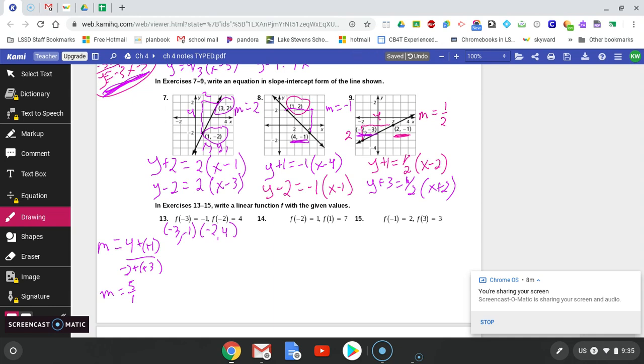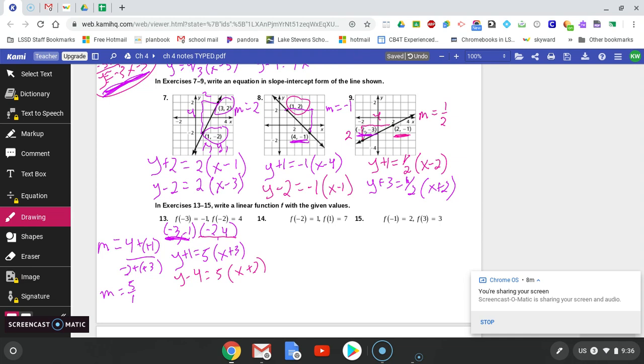And then again, I'm going to have 2 options depending on which of my points I want to use. So if I use my first one, I will have y minus a negative 1 becomes plus a positive 1 is equal to my slope of 5, and then x minus a negative 3 would become x plus a positive 3. So that's one answer you could give. Or if you use the second point, I would have y minus 4 still equal to my slope of 5, and this time x minus negative 2 would be the same thing as x plus a positive 2.